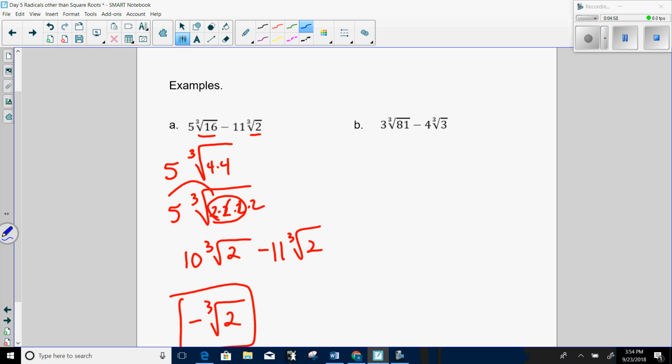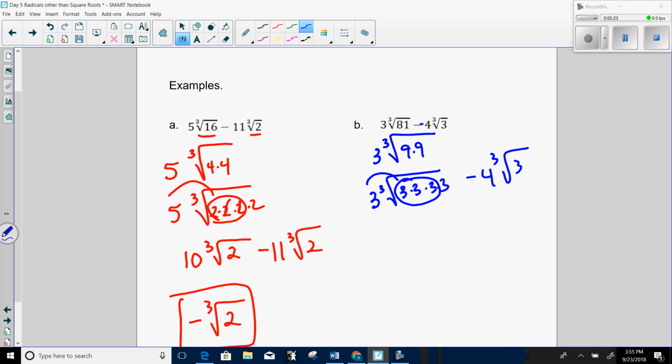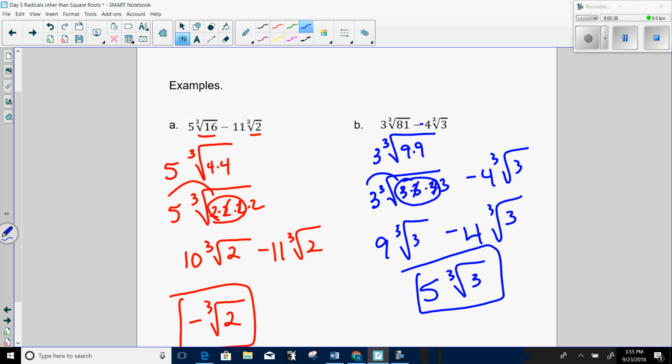So then if you do B, same process. Take the 81, start breaking it down. 81 is the same thing as 9 squared. So 9 times 9, there's not a group of 3 yet. So you break it down. 9 is 3 times 3. 9 is 3 times 3. And then you'd have minus 4 cube root of 3, because the 3 here doesn't break down. I need 3 3's. 1 jumps out. The other 2 get crossed off, so it gets 9 cube root of 3 minus 4 cube root of 3. 9 minus 4 is 5. 5 cube roots of 3 would be your final answer.